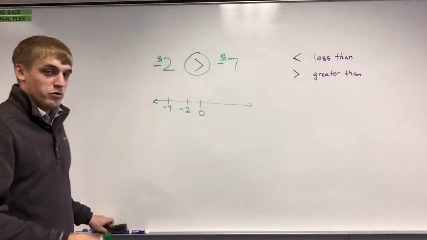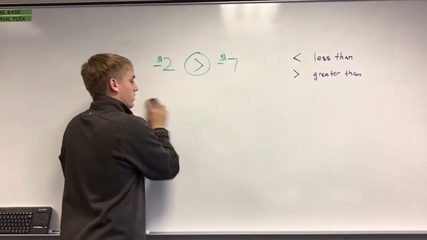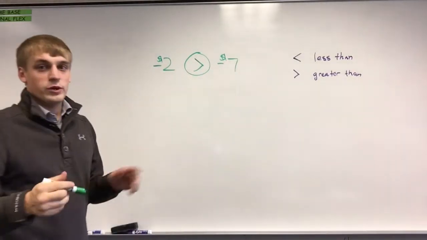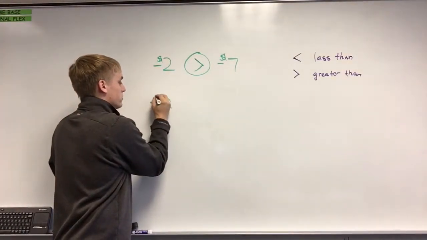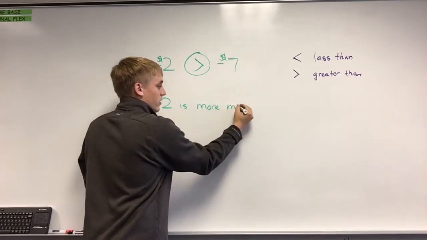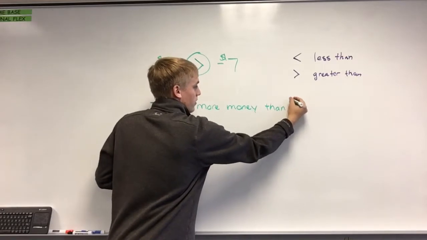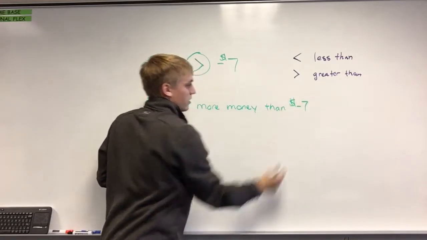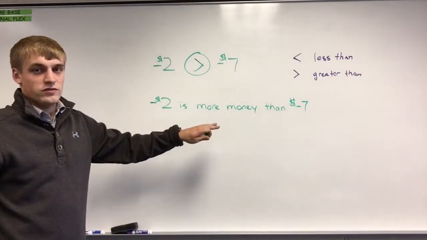There's a number of different ways we could explain this in a sentence. The first way would be negative $2 is more money than negative $7. Negative $2 is more money than negative $7.